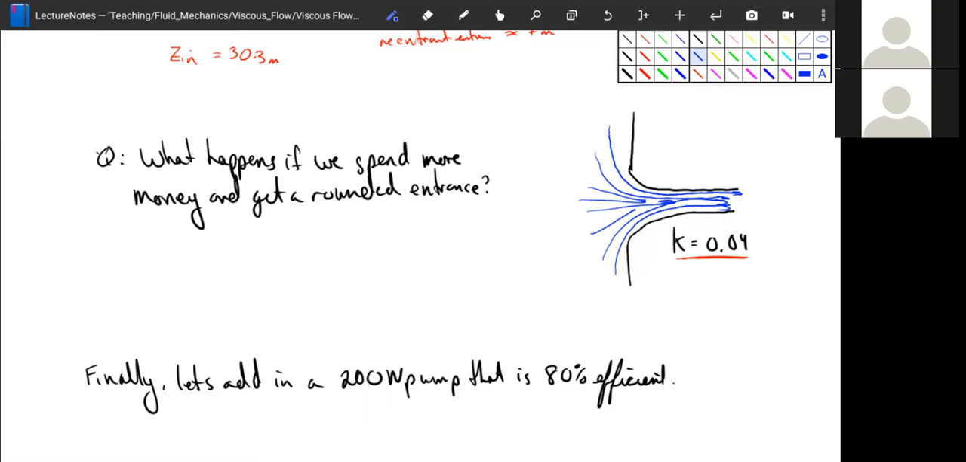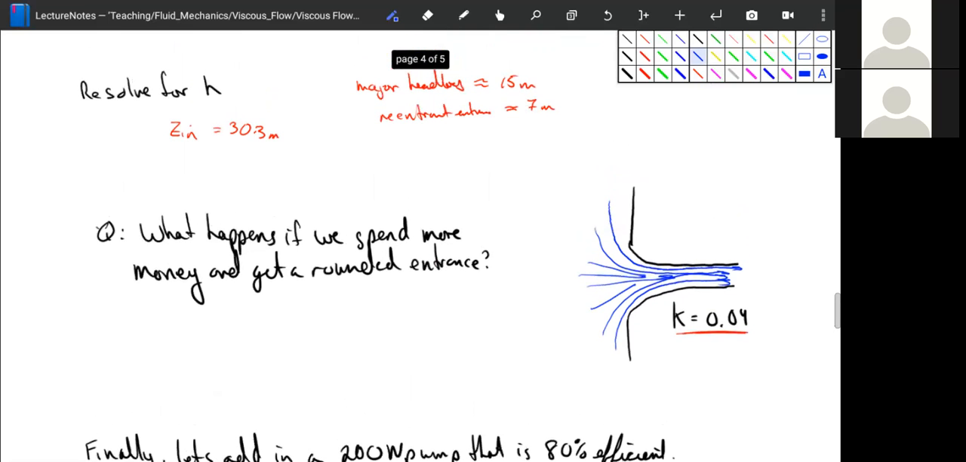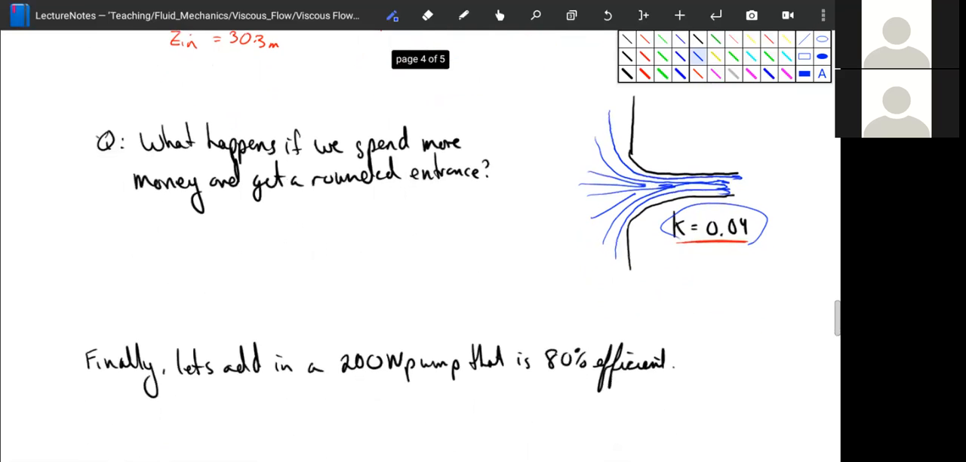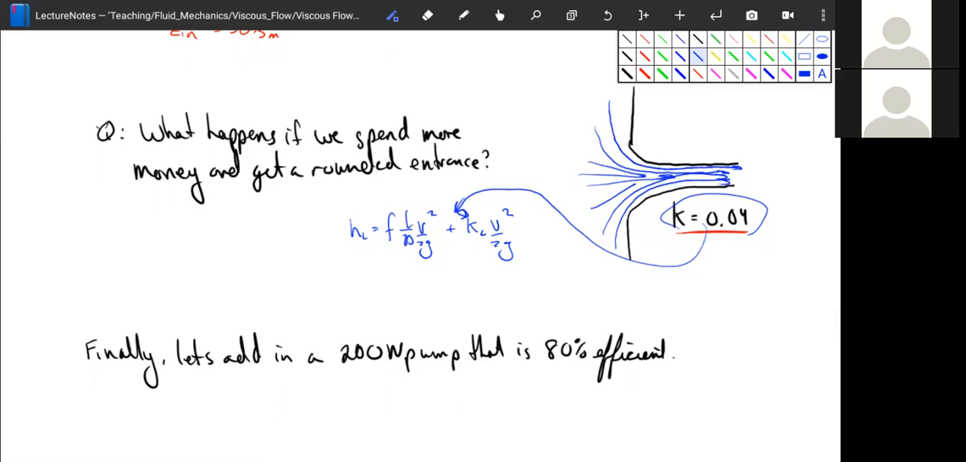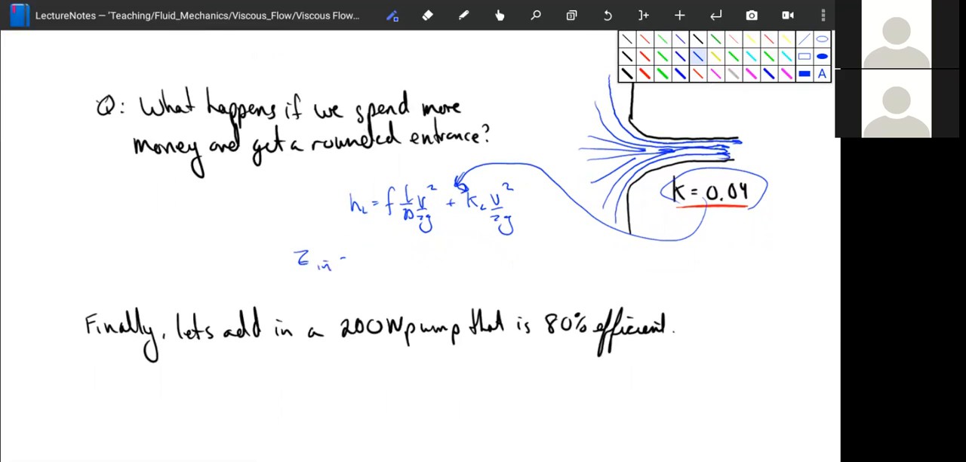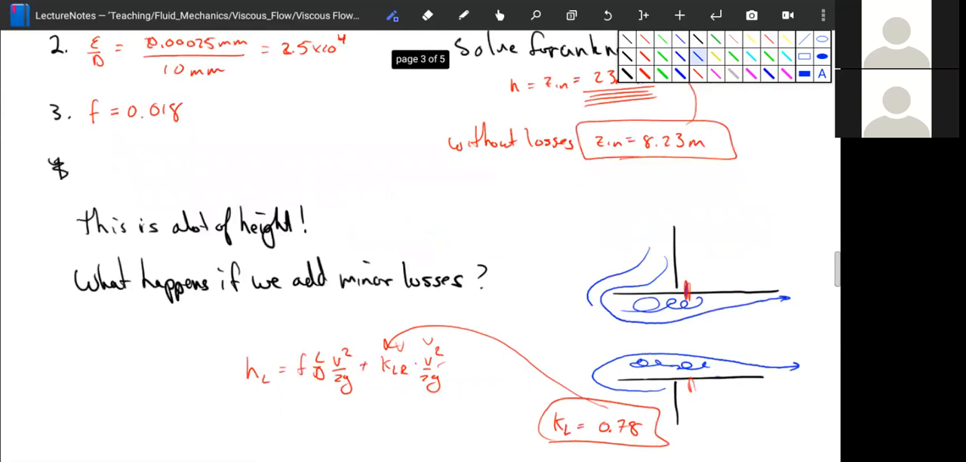And so when we plug our new K value into our equation, because remember our head loss, we're going to rewrite it just because it's a good thing to repeat it over and over again. f L over D V squared over 2g, that's our major head loss. That doesn't change when we change our entrance. But what does change is our K_L V squared over 2g. So before we had 0.74 in here, now we're going to plug in 0.04. And when we solve for our new z using that, we find out that our z is equal to 24.2 meters.